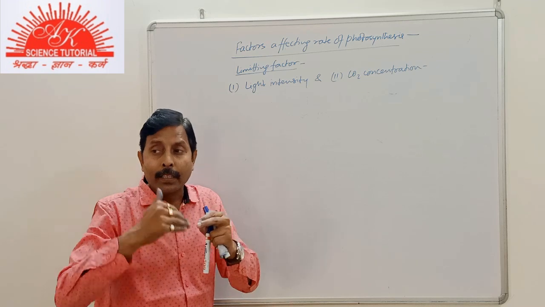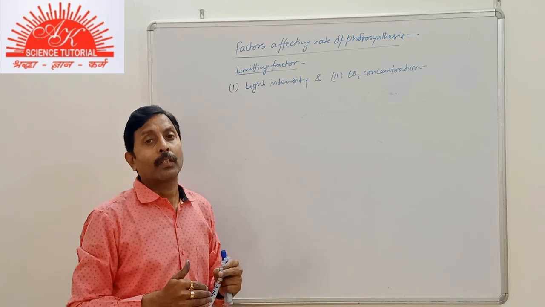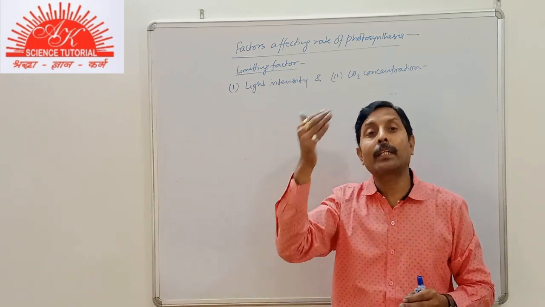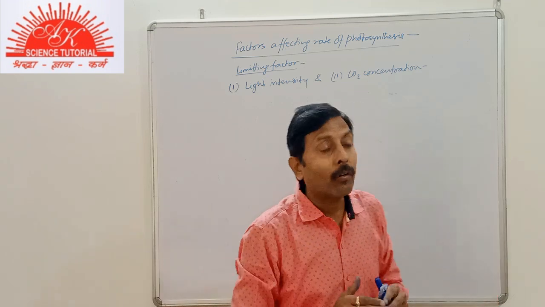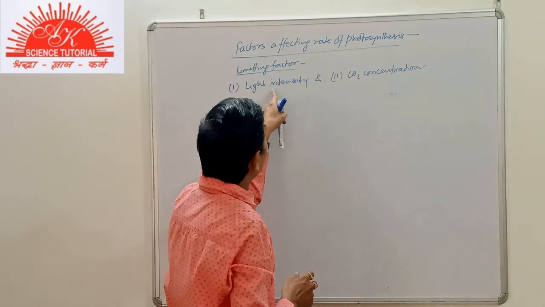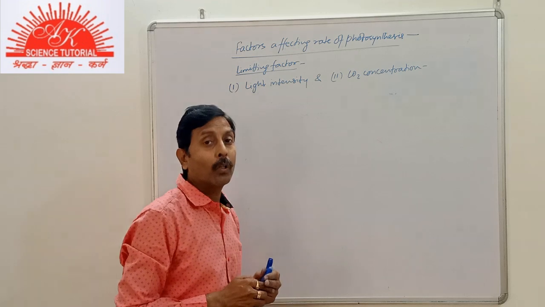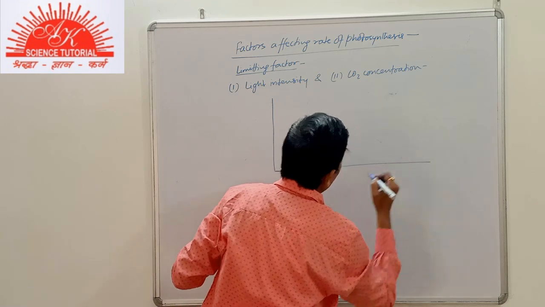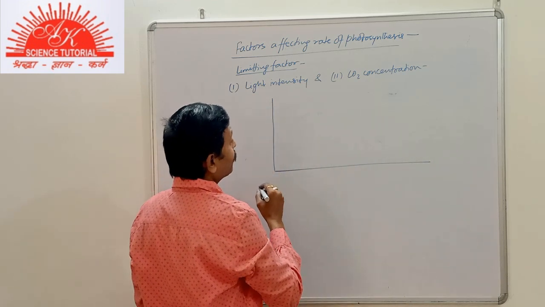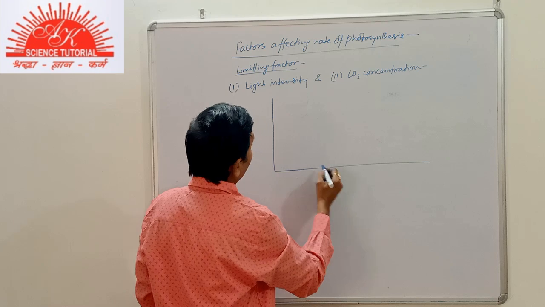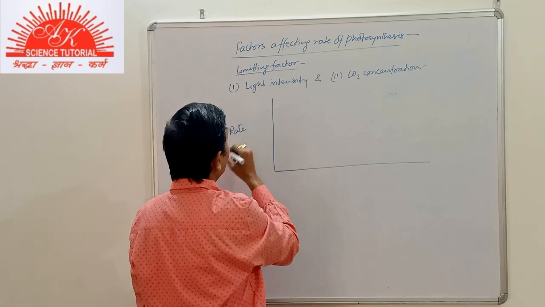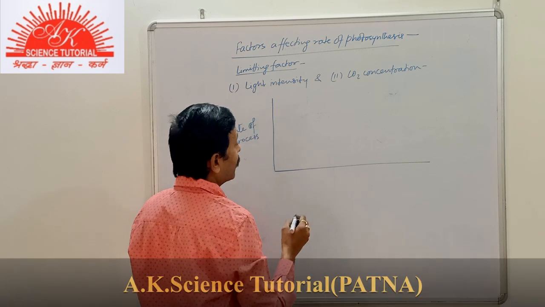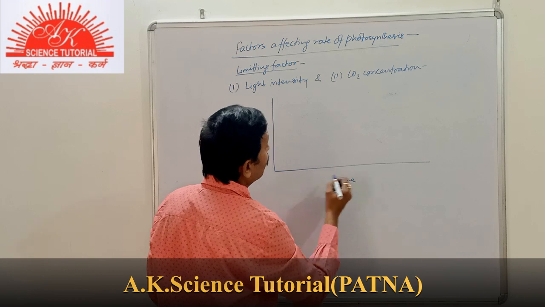If the concentration of CO2 is increased, then the rate of photosynthesis will again start to increase, obeying the 2 factors, light intensity and CO2 concentration together. Like it can be shown in this diagram. Suppose here we take the rate of process, rate of photosynthesis, and here we take the time.